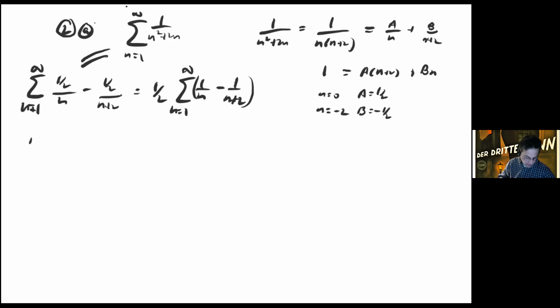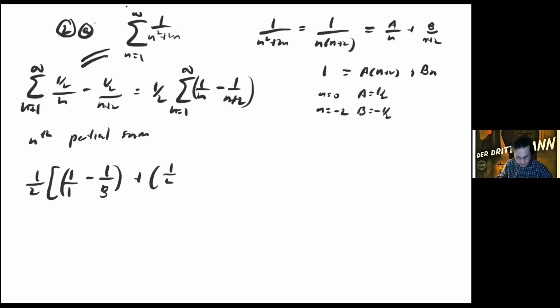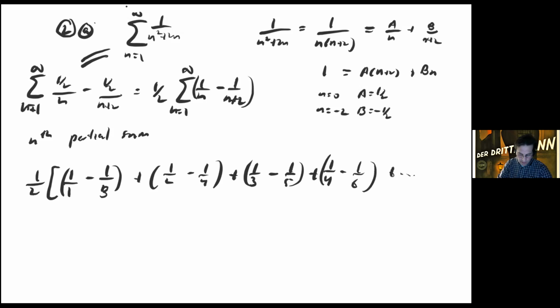So what does the nth partial sum look like? There's a half there, as before. You're going to get 1 over 1 minus 1 over 3 plus 1 over 2 minus 1 over 4 plus 1 over 3 minus 1 over 5 plus 1 over 4 minus 1 over 6, and so on, all the way, and the last term is 1 over n minus 1 over n plus 2.